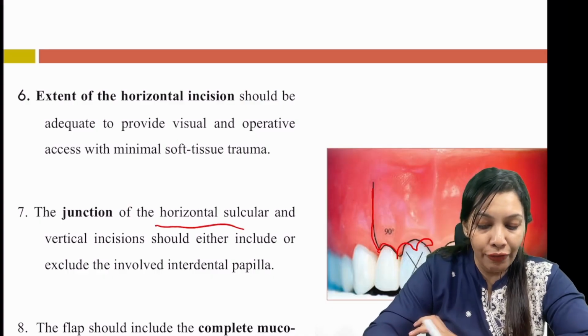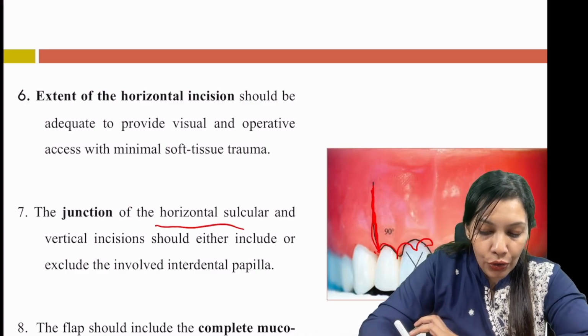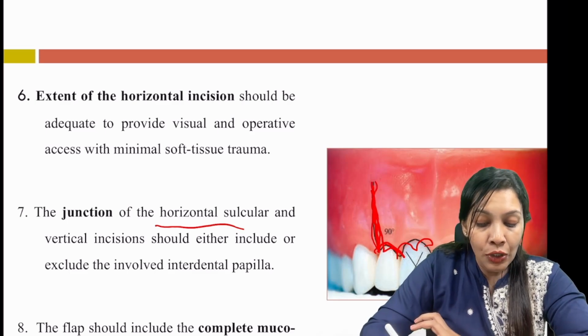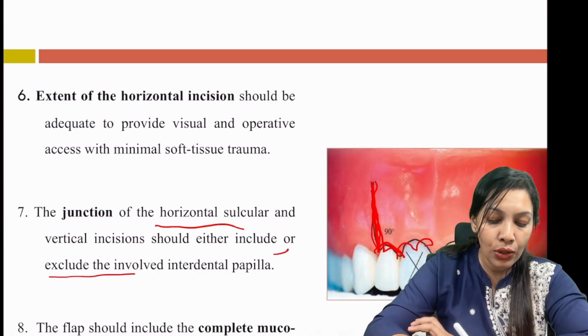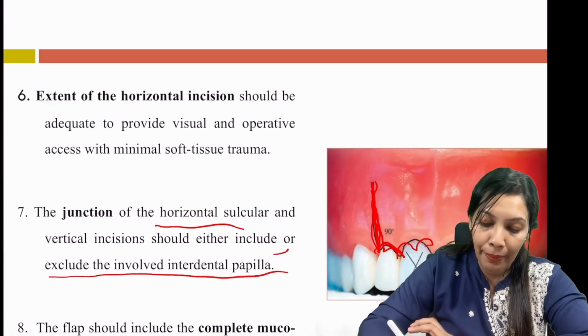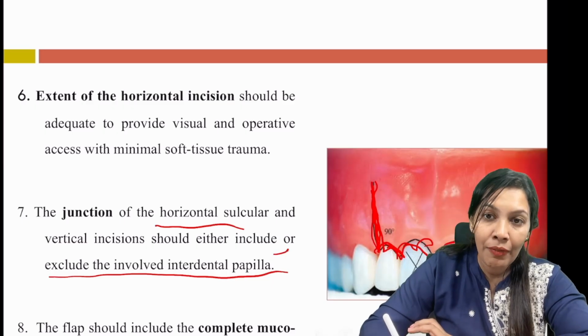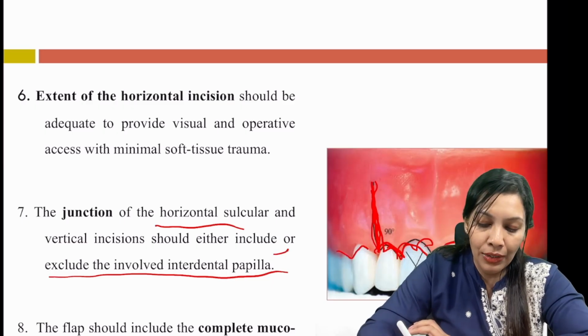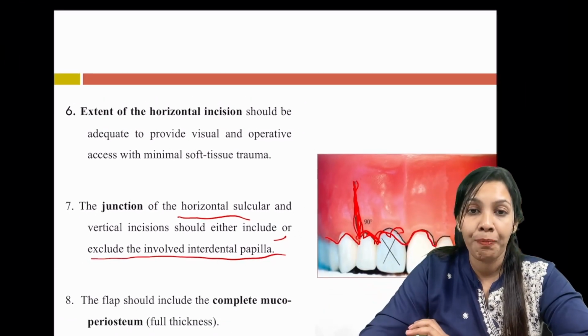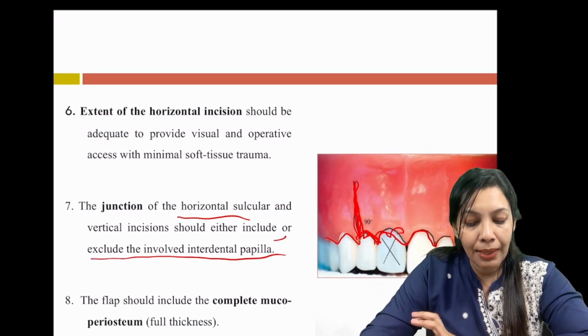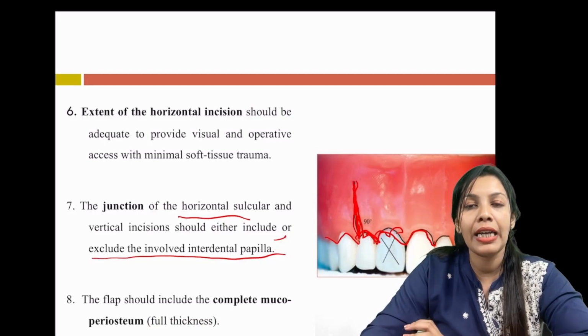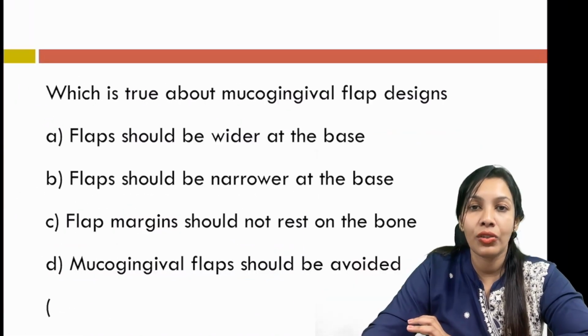Always the junction of horizontal and vertical incision should either include or exclude the involved interdental papilla. So this is the interdental papilla. We can either include or exclude the interdental papilla. The flap should include the complete mucoperiosteum. So in most of the cases, full thickness flap is most recommended.